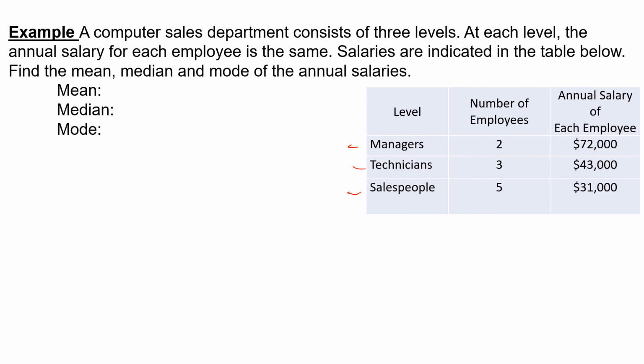So we have 5 salespeople, 3 technicians, and 2 managers. Managers make the most, salespeople make the least, and technicians are in the middle.